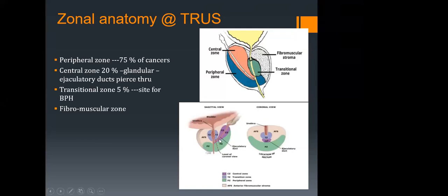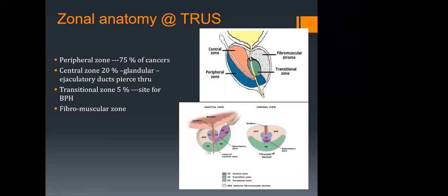This is a sagittal image demonstrating our central zone, the peripheral zone, the anterior fibromuscular zone, and the transitional zone. Then in the middle there is our urethra. And this is how it appears on the coronal section. In the coronal, you'll be able to see most anteriorly the anterior fibromuscular zone, and the transitional zone.